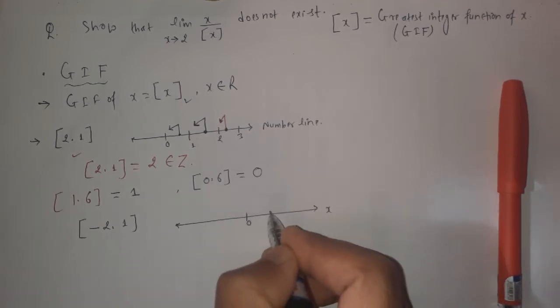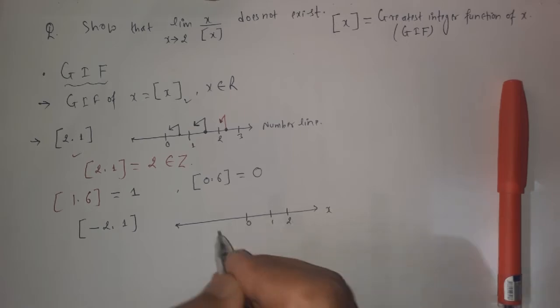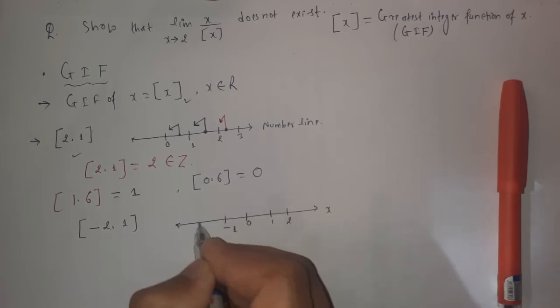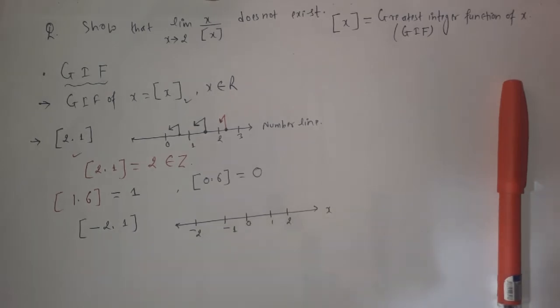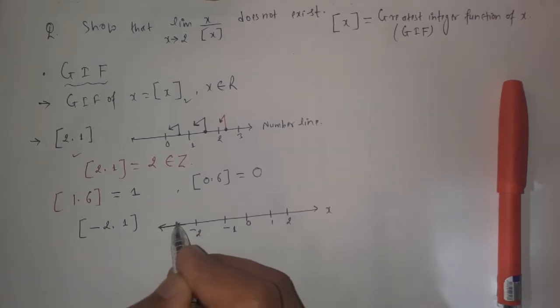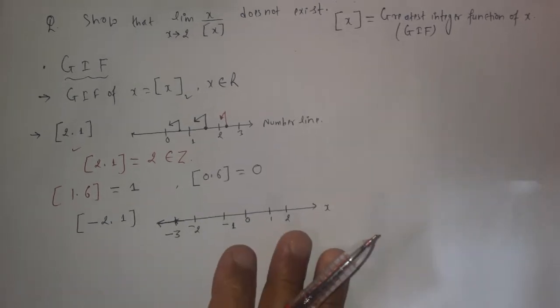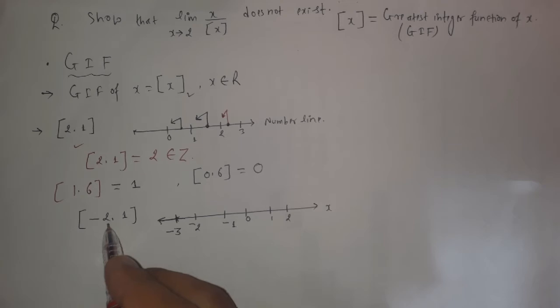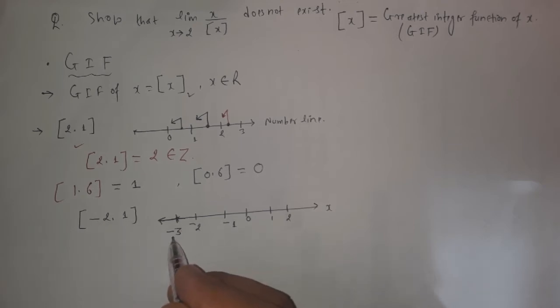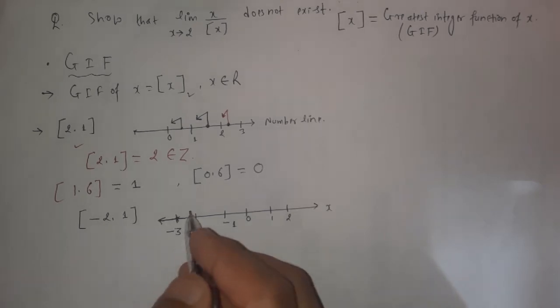Let's suppose here is 0, 1, this is 2, this is negative 1, this is negative 2. Let's extend this number line also, and this is negative 3. Here we make a number line, just a number line, and let's locate this point. Negative 2.1 lies between negative 3 and negative 2, anywhere between this.